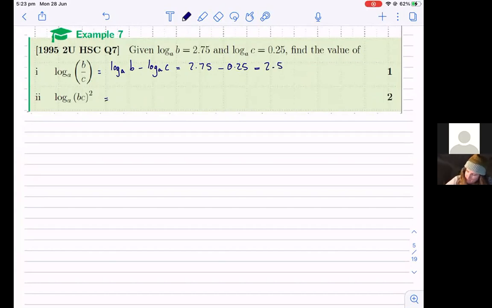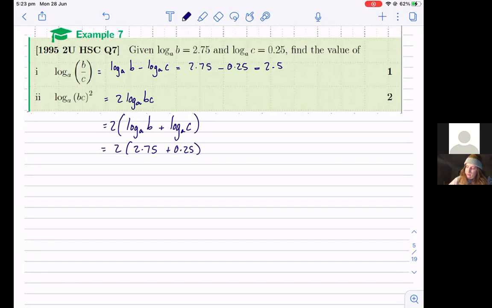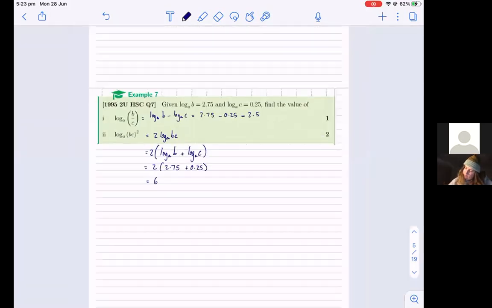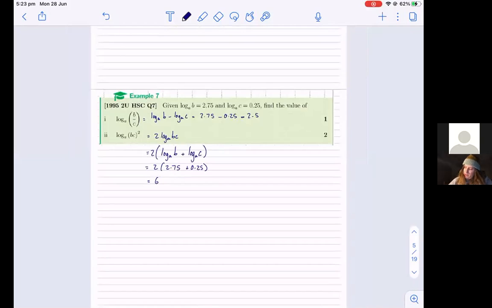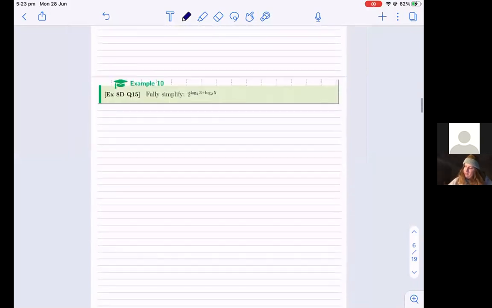Log base a of bc squared means we've got 2 times log base a of bc, which means we've got 2 times log base a of b plus log base a of c, because bc is b times c, and you can separate them out like this. So we've got 2 times log base a of b was 2.75, log base a of c was 0.25, 2.75 plus 0.25 is 3, 2 times 3 is 6. I like it when you do questions. It's worth 2 marks, and it came out as the number 6.